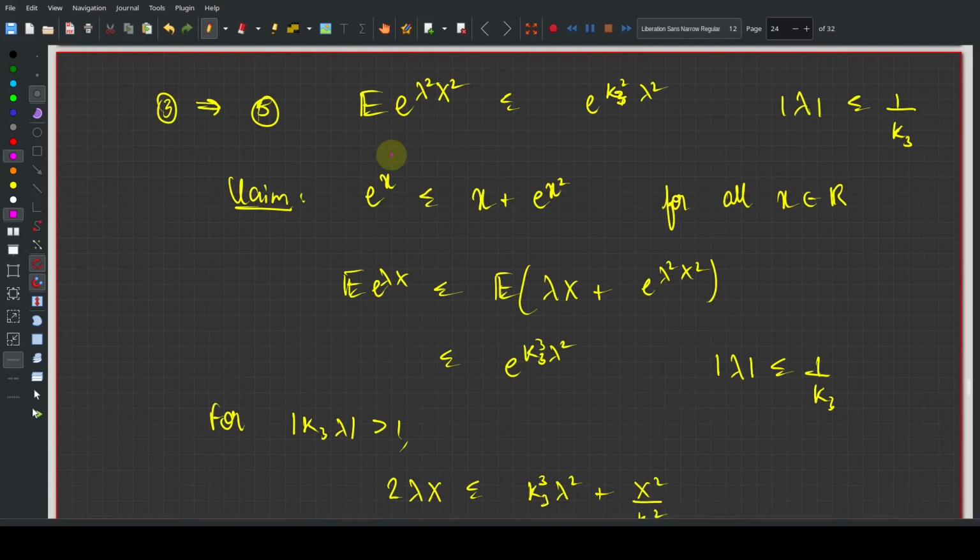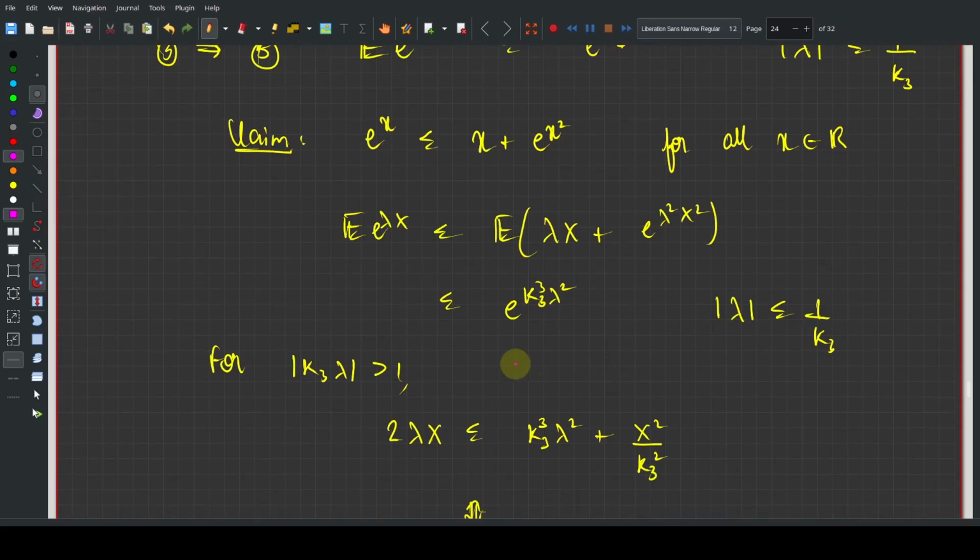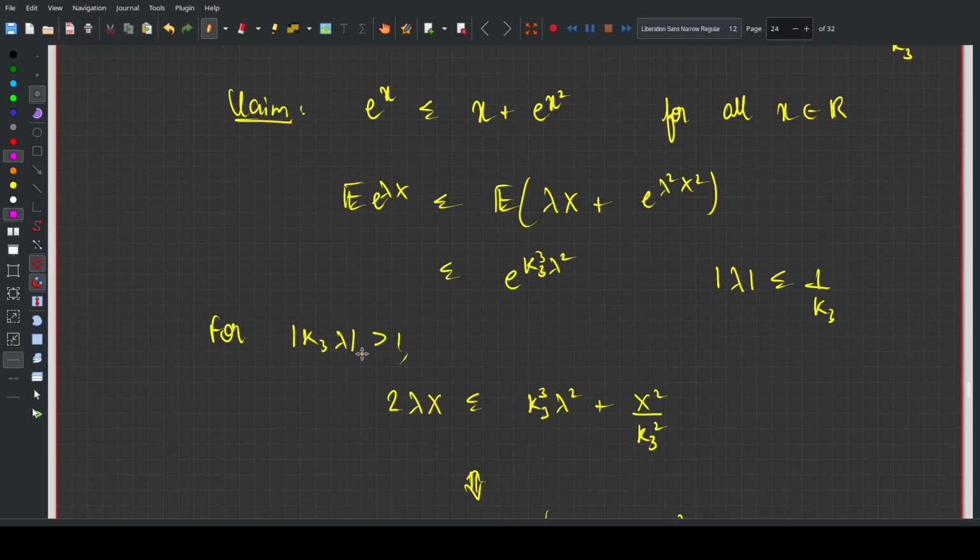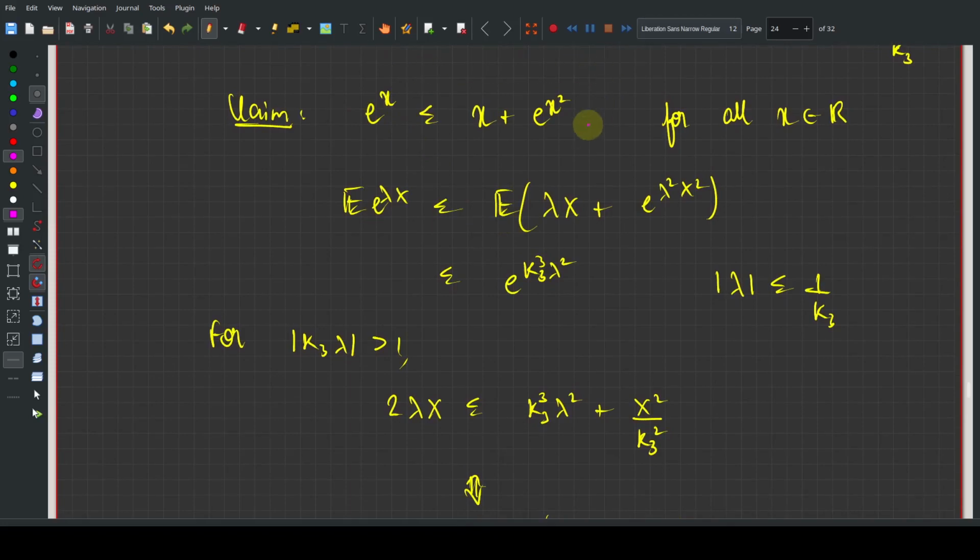And we were trying to do this in 2 steps effectively. In the first step, we assume that lambda is sufficiently small, not too large. In this case, we used the following bound: e to the x less than or equal to x plus e to the x square.